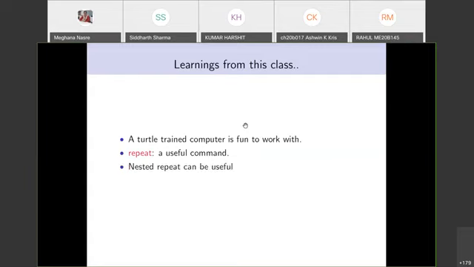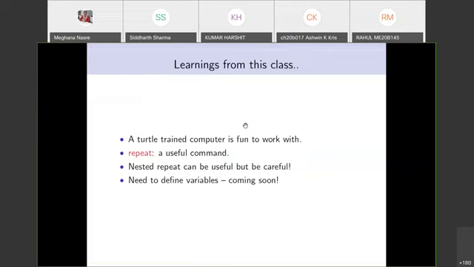possibly a nested repeat. And this nested repeat can be useful, but we have to be careful. If we are not very careful, we may get patterns which we did not want, which can be interesting in themselves. But remember the precision that we talked about in the morning. This is going to be very, very important throughout the course. And as we saw in the last example, we need to define variables, and this is going to come up soon. So this is what are the learnings from the class in the morning.